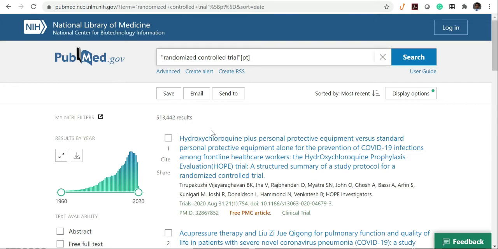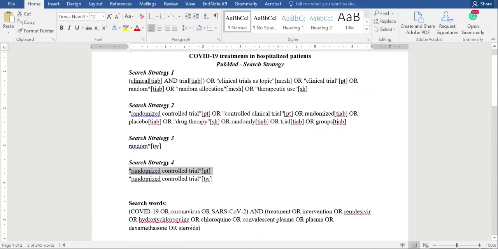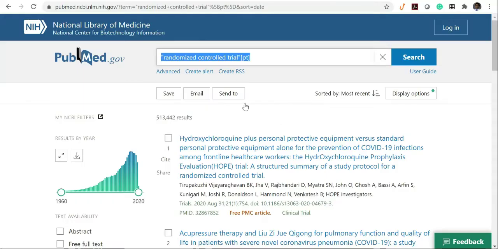So on the first one, as you can see, we have narrowed our search even further, and we have about 500,000 results that are published as randomized controlled trials in terms of the publication type. And let's do our last search that we have right here, looking for randomized controlled trials anywhere in the text.